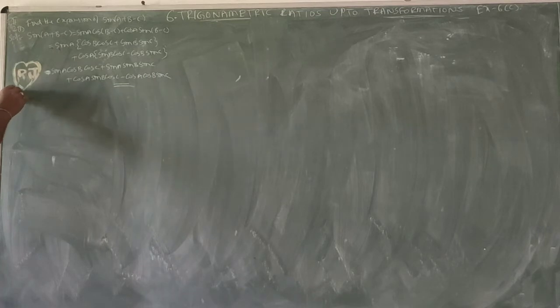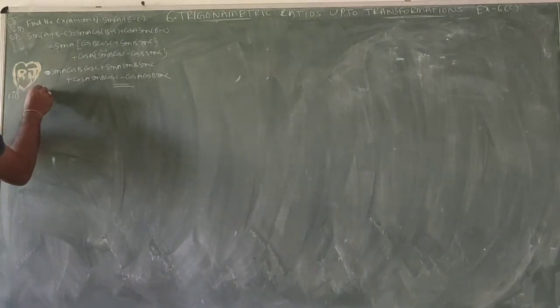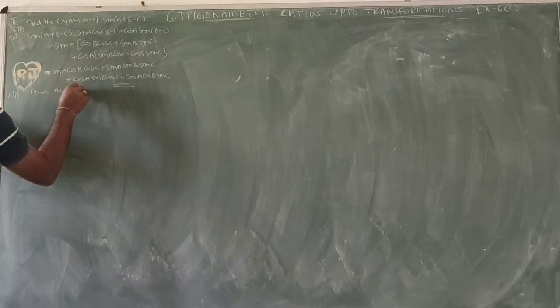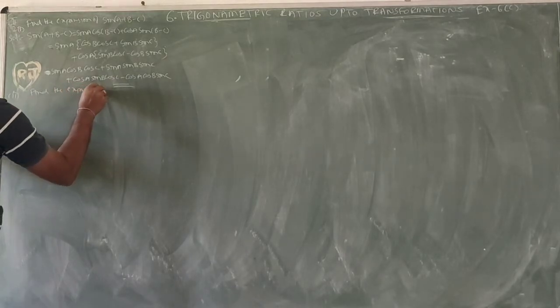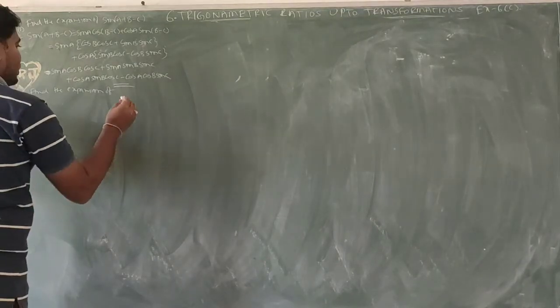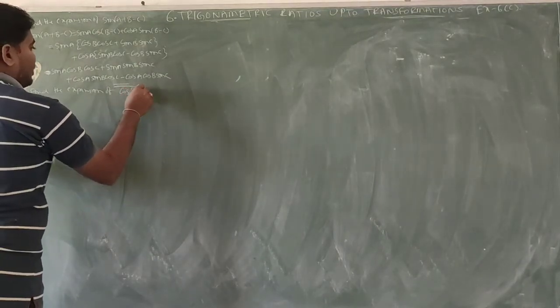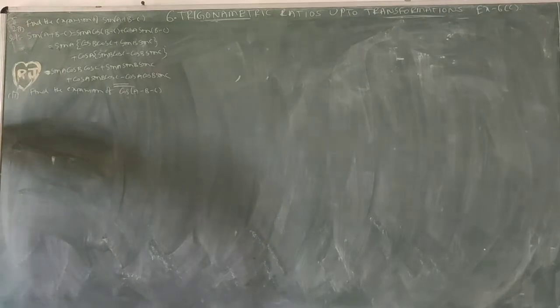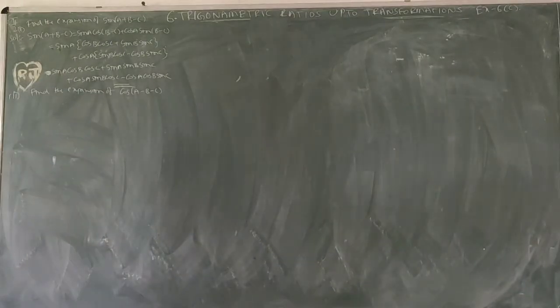Next, so this is the first one. Next, the second expansion: find the expansion of cos of A minus B minus C. Cos of A minus B minus C.